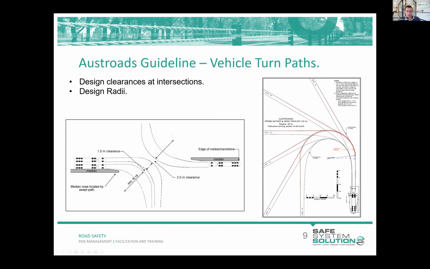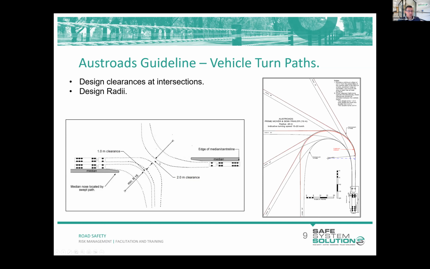The software that's used to generate swept paths is, I guess, open to a little bit of misuse, for want of a better term. It's possible to really wind things down to make things look better than they might be. We really need to make sure that swept paths have been generated by the book. And a key part of that is adopting these minimum radii as specified in the guides.